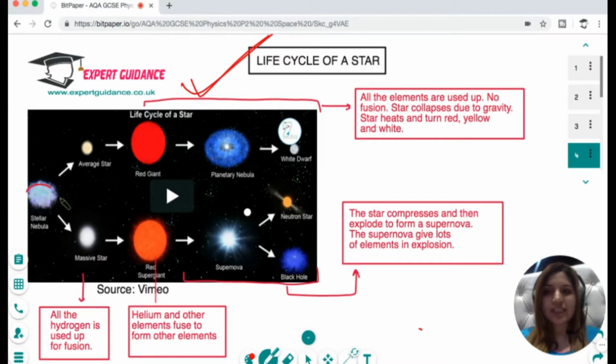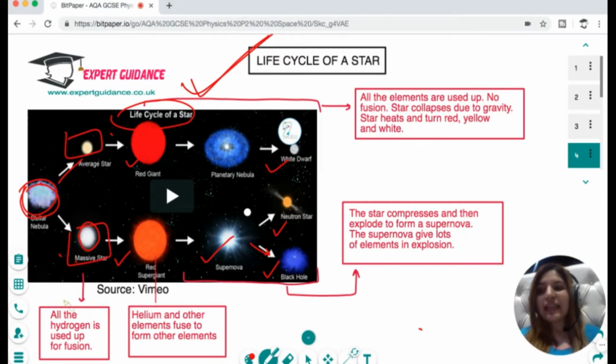Now it is very important to know the life cycle of the star. So it starts with the stellar nebula, and if there is a normal star, then it becomes a red giant, and then it becomes a white dwarf. On the other hand, if there's a star bigger than the sun, then it goes into a red supergiant, and then it explodes to form a supernova, and a supernova can then break to form a black hole and a neutron star. Now, from the stellar nebula, it becomes a protostar and then a star, and it starts to do nuclear fusion.